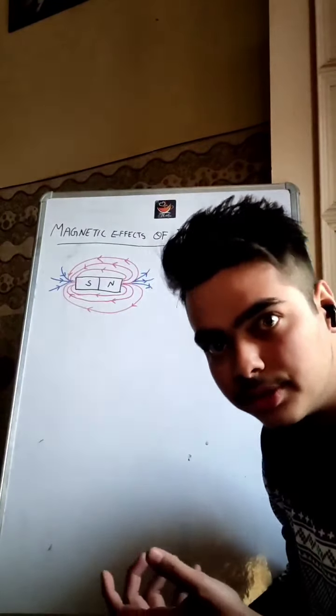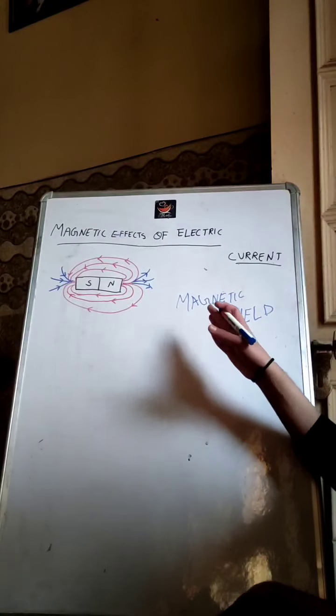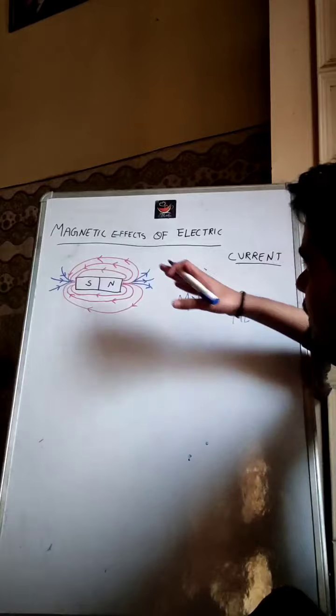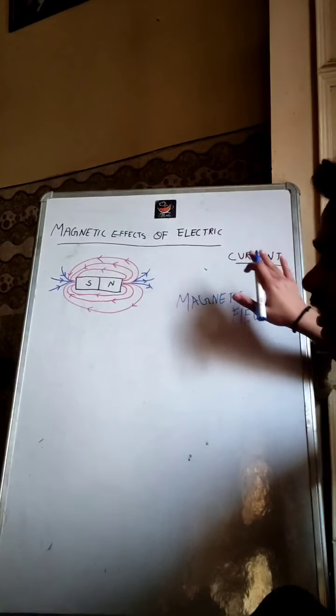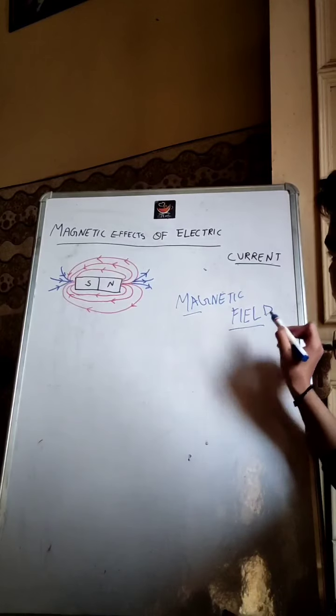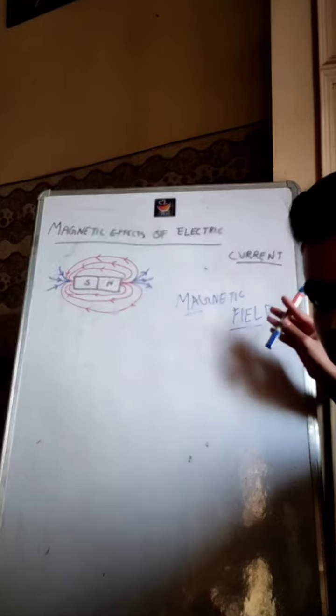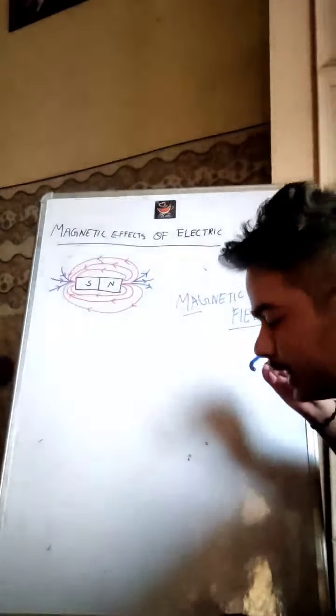I am in class 10th and today I will be explaining the topic magnetic field from the chapter magnetic effect of electric current. Okay, magnetic fields. So what are magnetic fields? A field is an English word which is used to represent the area.